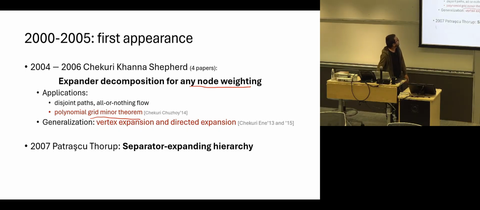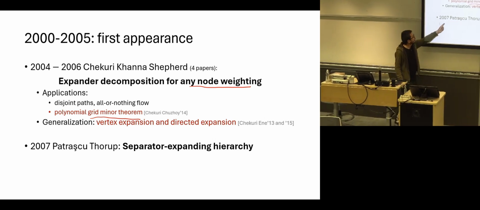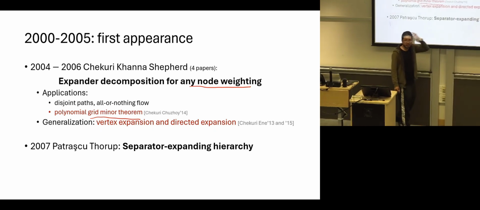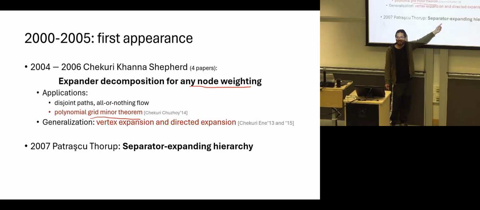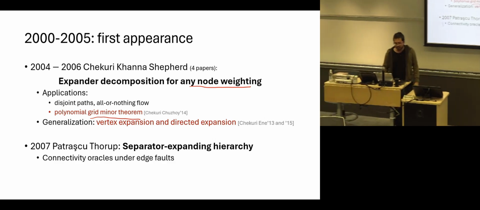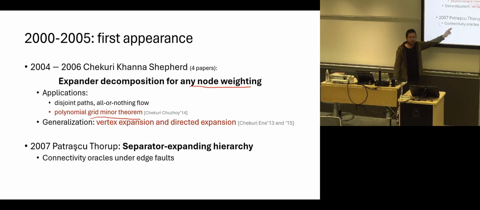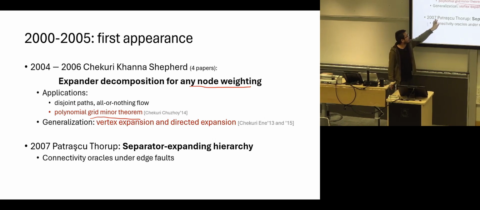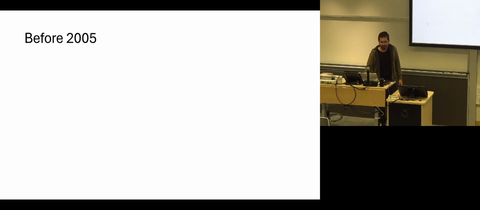Also, after Räcke's result is the algorithm by Patrascu and Thorup, where they define the separated expander hierarchy. This is weaker than the BSE hierarchy, but it's defined later. And they use it to get a connectivity oracle under edge failure, the one that we saw in class. So the thing that we saw in class here is actually from this paper.